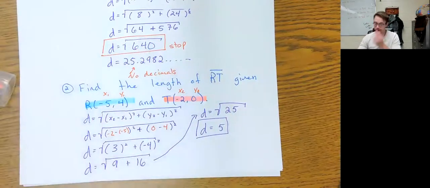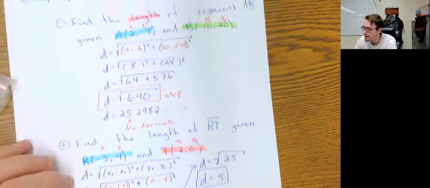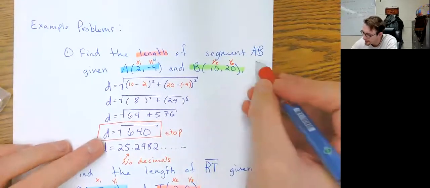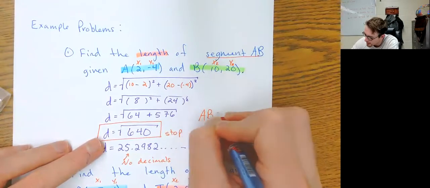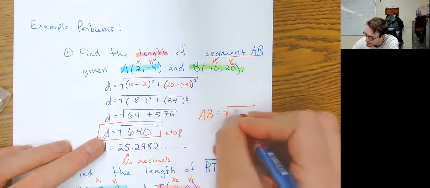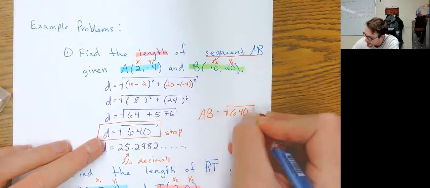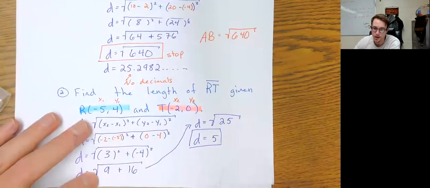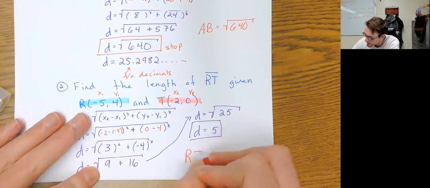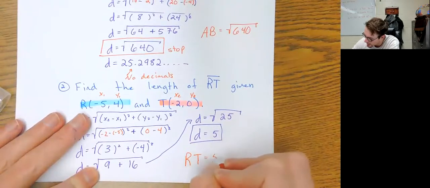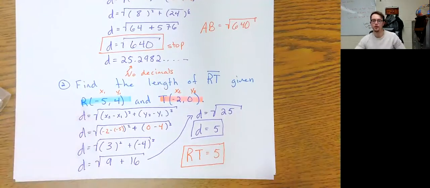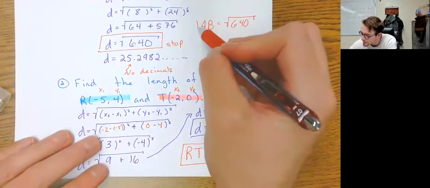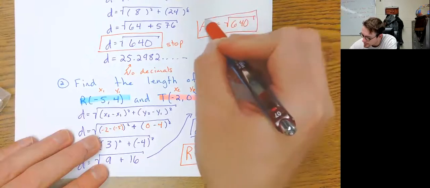Okay. And I'm actually answering these incorrectly. What I should be saying is, because I'm answering for segment AB, AB equals the square root of 640. And then here I should be saying RT equals 5. Okay? So these would be my actual answers.